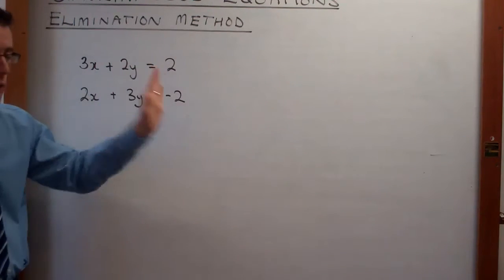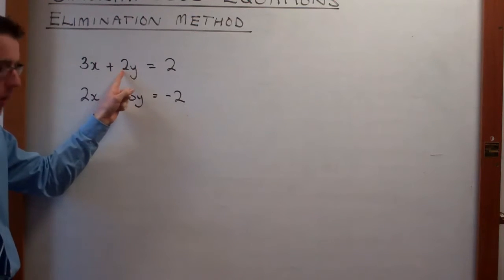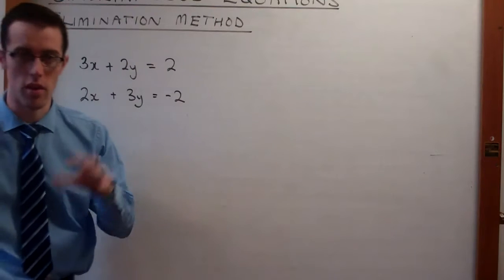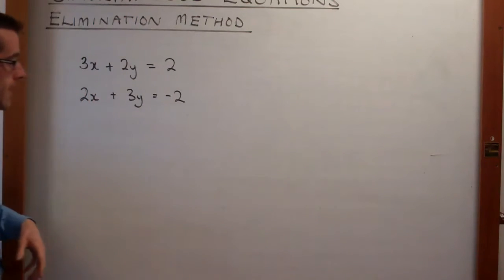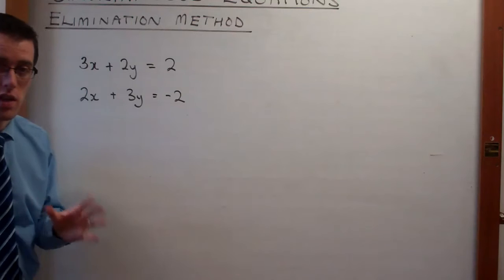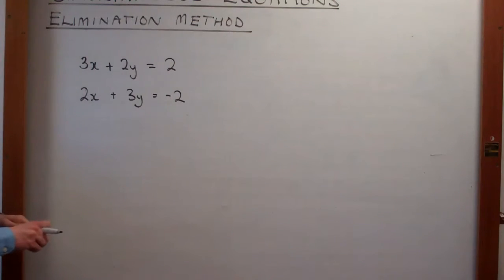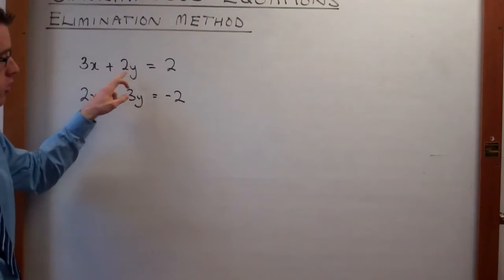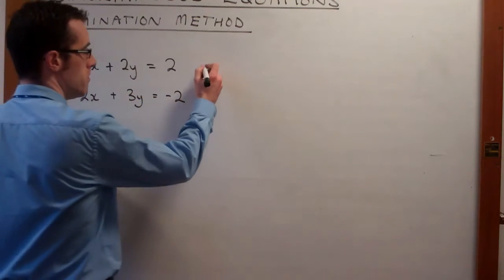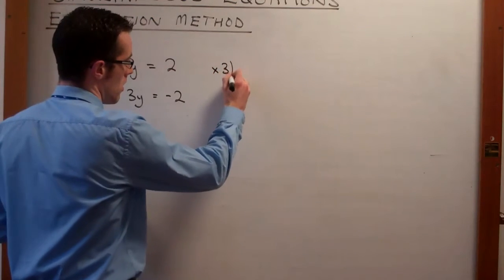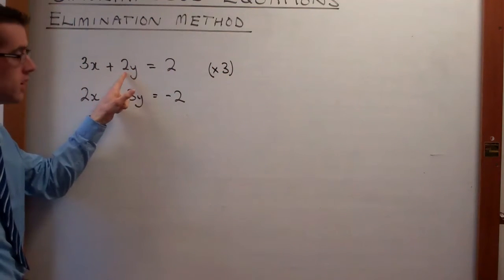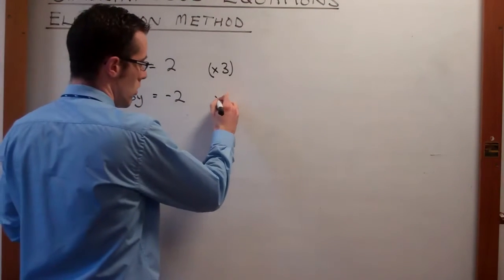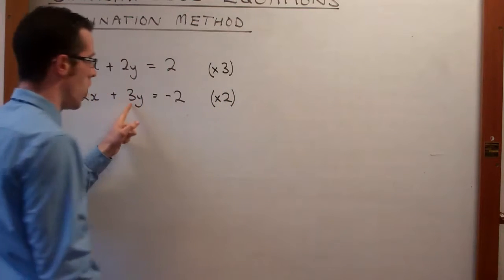Now, as I said before, there isn't a number that we can multiply 2 by to make it 3, or 3 by to make it 2. Well, there is a number, but there isn't a whole number that we can do that by. So the easiest way to tackle this is to multiply both of the equations. Now, if we multiply the top one by 3, so when we multiply the 2 by 3, that becomes 6, right? So we multiply the 3 by 2, and that also becomes 6.